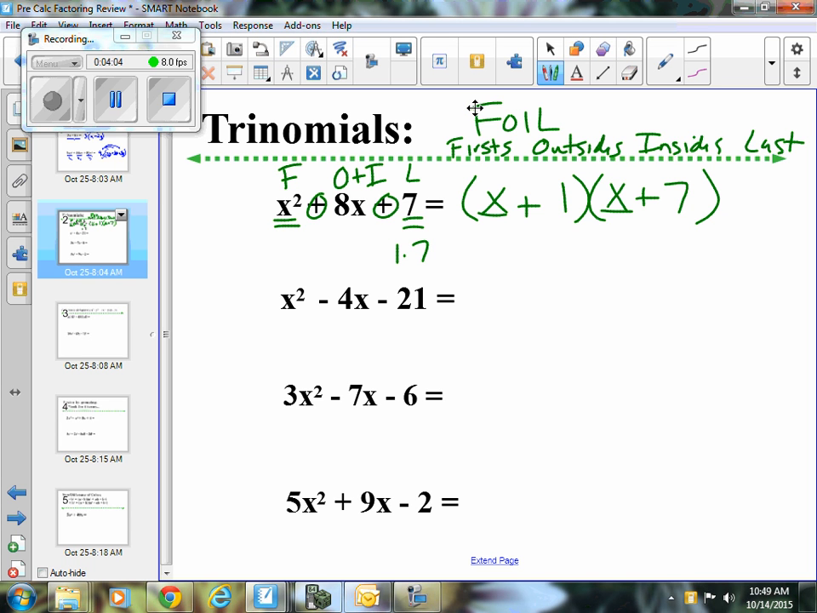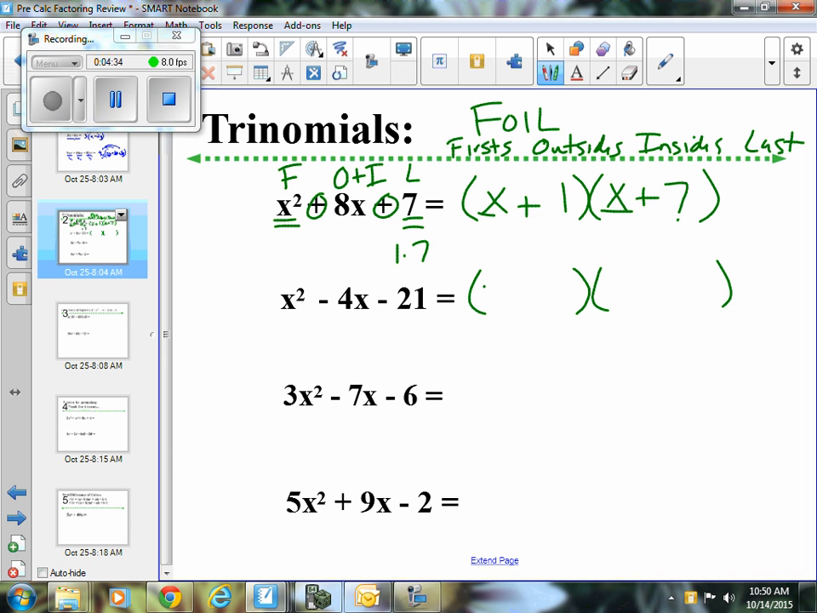If you check your answer, insides would give you a 1x. Outsides gives you a 7x. And when you add those together, 1 plus 7, you would get that 8x in the middle. Some people have a really easy time doing this, and for others it's really difficult. So you really just need to list all of your possible factors and just keep trying until you find the pair that when you do the outsides plus the insides, those two products added together, you get the number in the middle. All right, let's take a look at the next one.